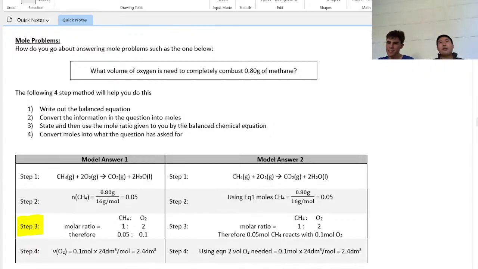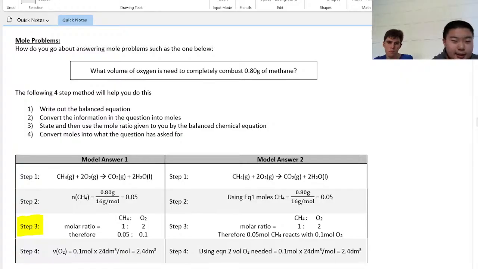Well, you're going to need it. I've done a bunch of papers. It always comes up. It did not come up in paper 1, which means it's doubly likely to come up in paper 2. In fact, I think it's 100% guaranteed to come up. So it's very important that you nail this down. So how do you go about answering mole problems? It's 4 steps. First, you have to write out the balanced equation, and then you want to convert the information in the question into moles.